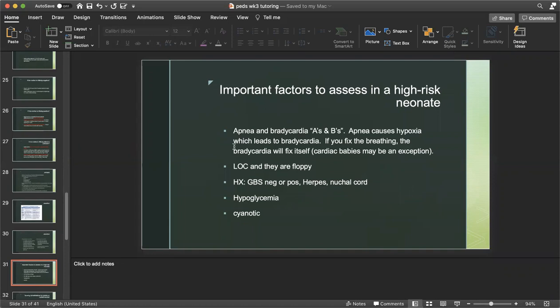You also want to assess their level of consciousness and if they're floppy. You also need to know if the mom was GBS negative or positive, if they had herpes or anything with the nuchal cord. Also hypoglycemia, and you need to check if they're cyanotic. GBS is a big thing because it could lead to sepsis, and we don't want to have any sepsis. So make sure you know. Make sure you keep that in the back of your head as well.